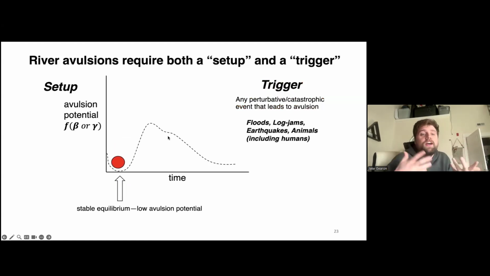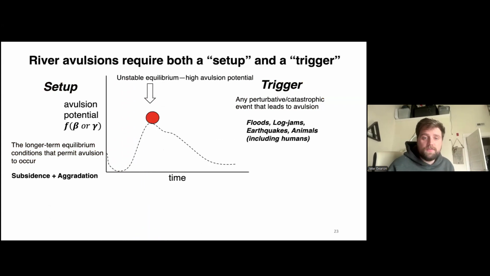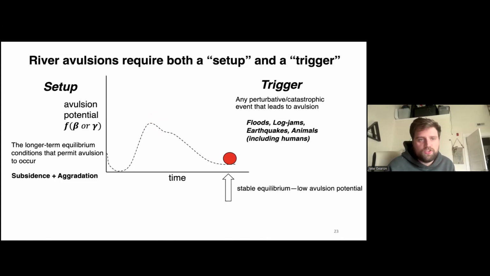It's too stable. It doesn't have enough of a gradient advantage or enough super elevation in order for that avulsion to occur. But if over time you get subsidence and aggradation, the longer term equilibrium conditions that eventually permit avulsion to occur, well, then you can achieve something called an unstable equilibrium, right? Where we have high avulsion potential. The river might even be experiencing floods, but it's in a sort of precarious situation. And so when a trigger comes around again, meaning a flood or a logjam, etc., well, then we go from an unstable equilibrium down to a stable equilibrium. And that process is avulsion itself.